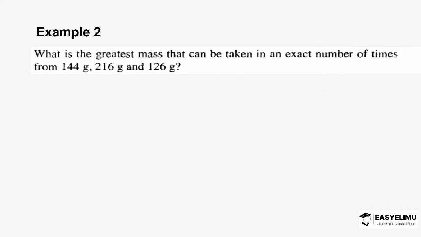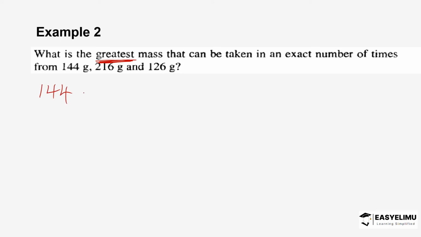We have another example here, example number 2, where we are asked what is the greatest mass that can be taken an exact number of times from 144 grams, 116 grams and then 126 grams. So again, the word greatest has been used here. That already is giving us an indication that this is likely to be a problem on GCD. So ideally, we are supposed to find the GCD of these numbers. Of course, you have to analyze the question and understand the problem, so that you see the most appropriate approach to take. So here we just need to find the GCD of these numbers.